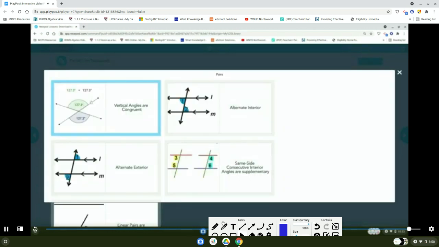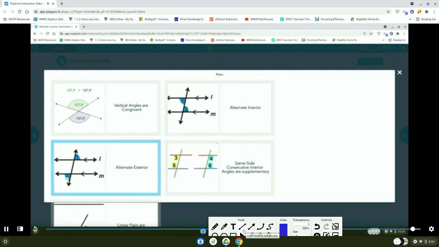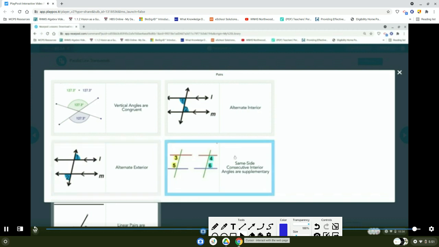Vertical angles are across from each other. Alternate interior angles are hiding from each other on the inside behind the transversal, versus alternate exterior hiding behind the transversal, but they are on the outside. Same side facing each other, they will never be congruent, they are only supplementary. And linear pairs are angles on a straight line.